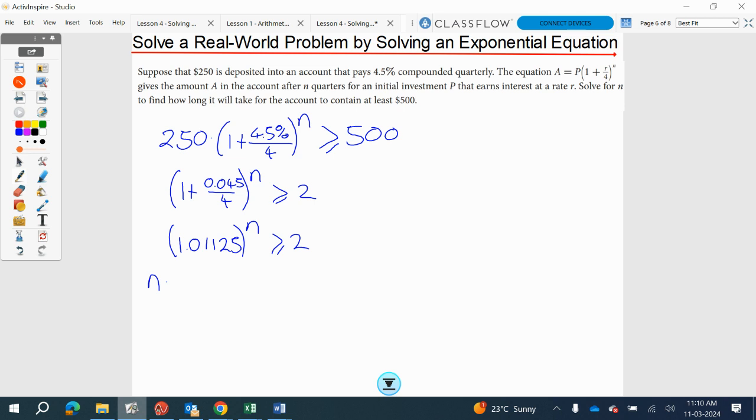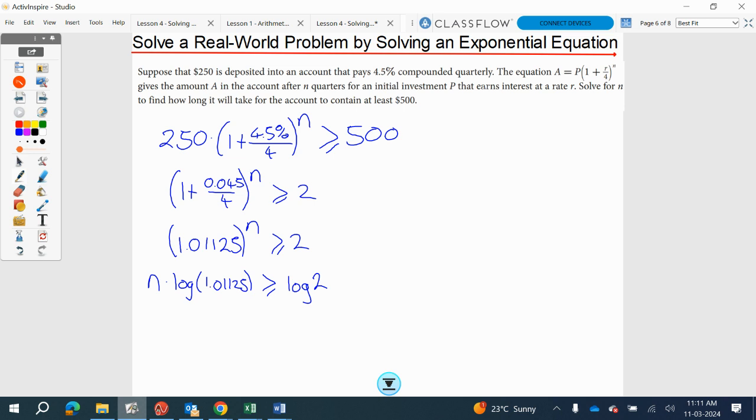So here, I've got my inequality. I'm going to take logs of both sides of the inequality. I get log 1.01125 is greater than log of 2. At this point, I'm going to divide by log of 1.0125. Is that positive or negative? It's positive, it's just a fraction.